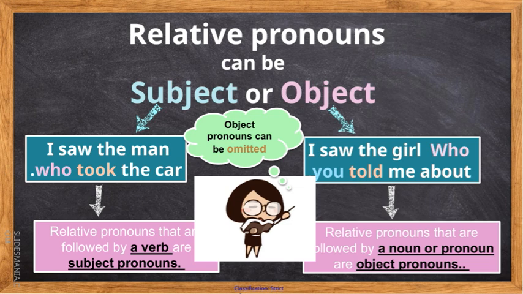On the other hand, if the relative pronoun is followed by a verb, then it acts as a subject pronoun. For instance, I saw the man who took the car. Here, who is the subject performing the action of taking the car. So, the key point to remember is that relative pronouns can serve as either subject or object, depending on what follows them in the sentence. This flexibility is important in constructing clear and concise sentences, and it ties back to our overall theme of understanding how pronouns function in English.